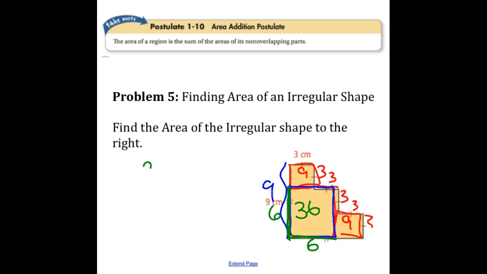So to find the area of the whole thing, you're going to take those 3 areas, add them up. 9 plus 36 plus 9. That's going to give you a total area of 54, don't forget your labels, centimeters, and its area, so square it.